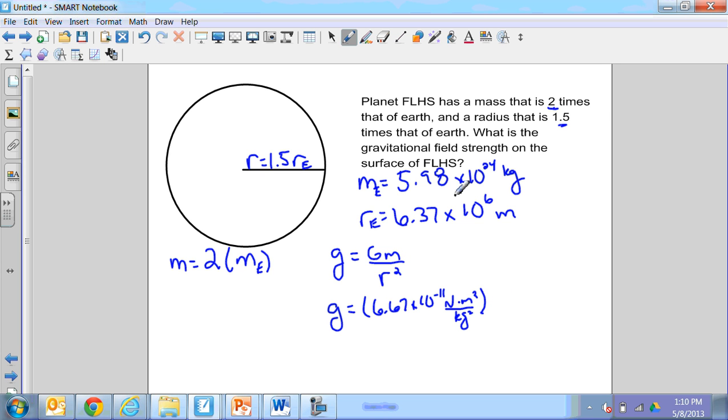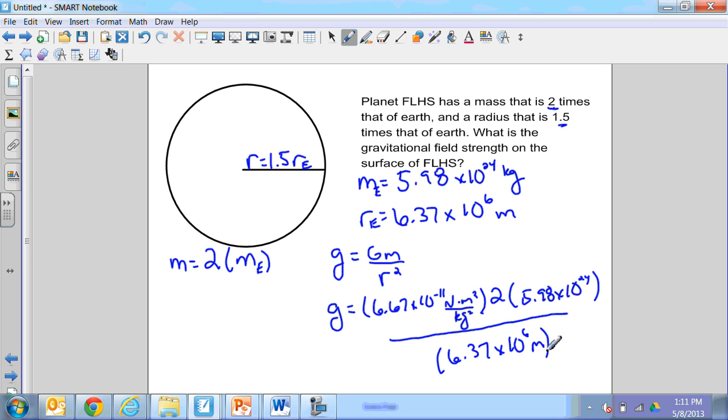Now, I know that the mass is twice that of Earth, so I can substitute in here 2 times the mass of my Earth, which is 5.98 times 10 to the 24. And this is all divided by r squared, the radius of the Earth, so 6.37 times 10 to the 6 meters is my radius of Earth. I'm squaring this, but I want to multiply it by 1.5.